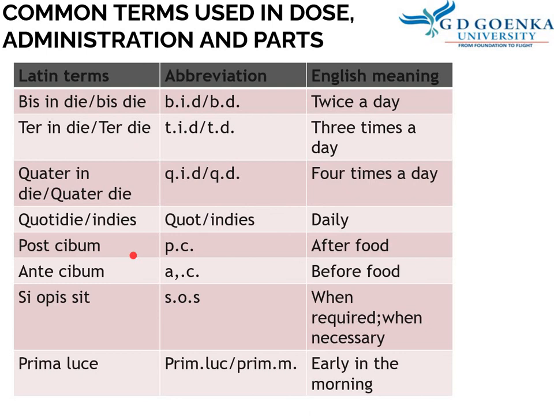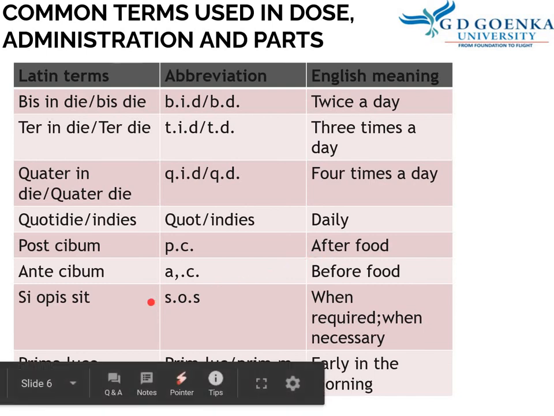Post cibum. The abbreviation for this Latin term post cibum is PC. It means in English after food. Ante cibum, AC. In English, it means before food.